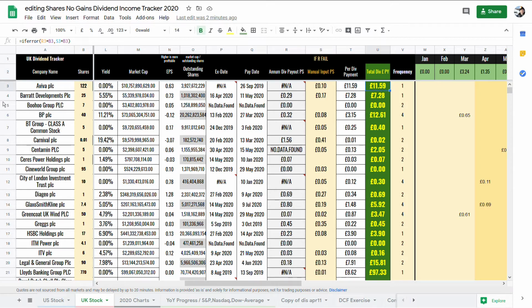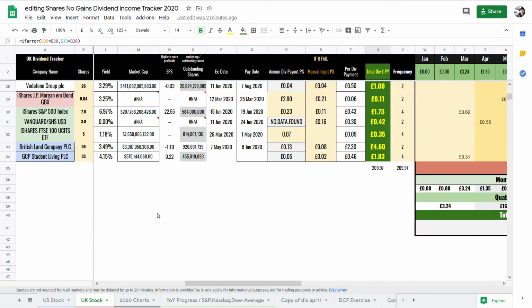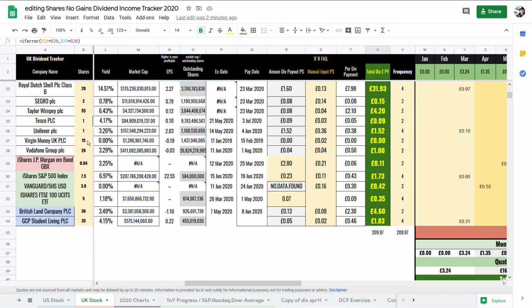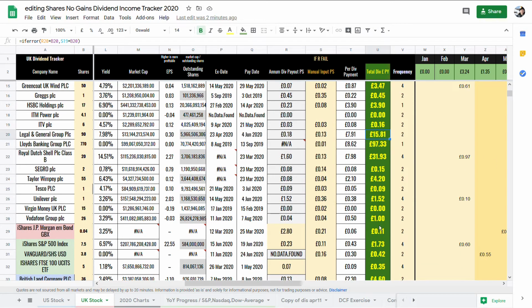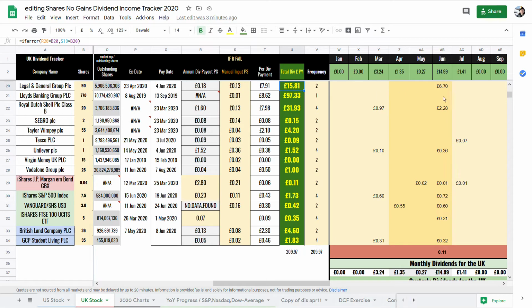You can see one of my highest payers, Legal & General. I'm going to put this at the top. Where's that? Okay, Legal & General, you can see it's at the very top. They pay twice a year, and the most recent payment was £7.91. So that's £15.81 per year. I didn't have that much at the time, but I got paid £6.70. So on my next payment, I should be receiving a lot more.